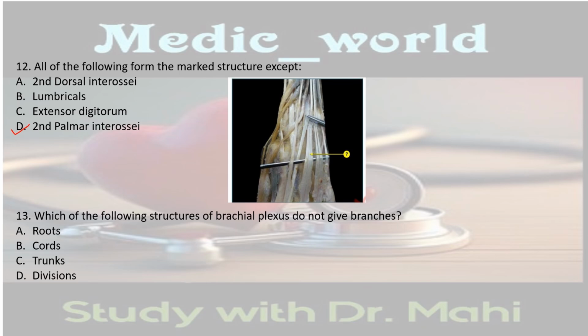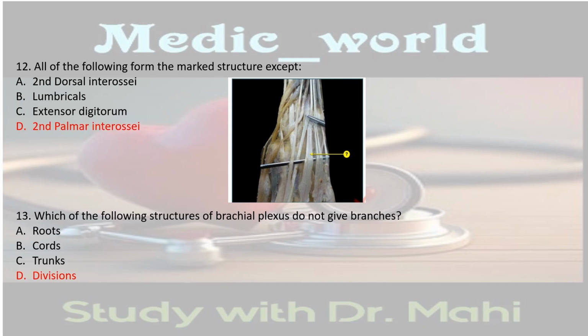Now the next question, which of the following structures of the brachial plexus do not give branches? We all know that divisions of brachial plexus do not give any branches. So the answer to this question is option D, that is divisions.